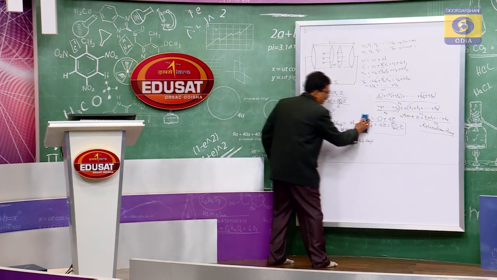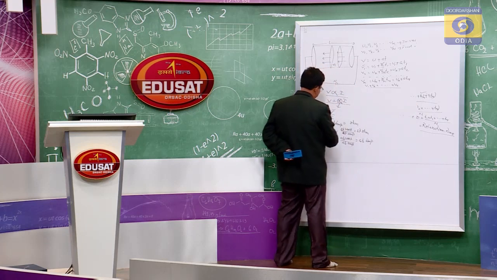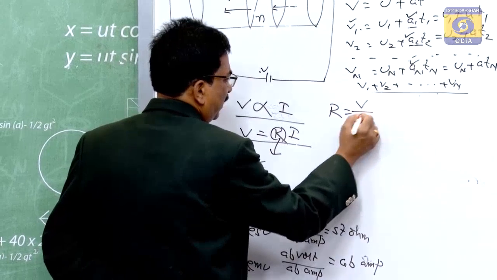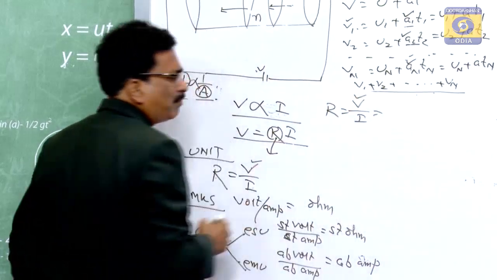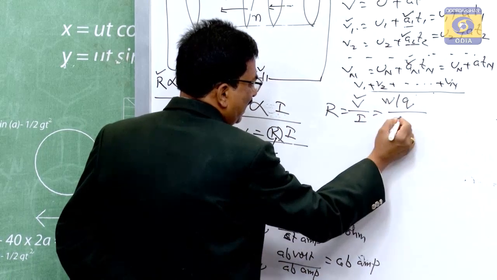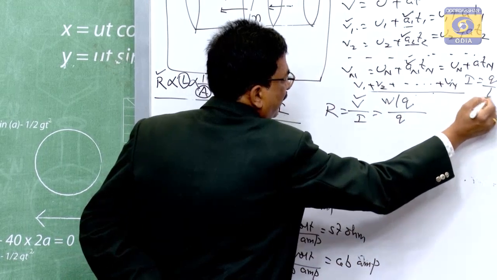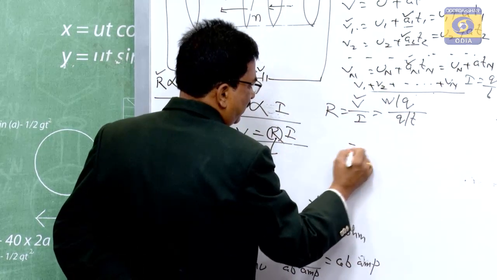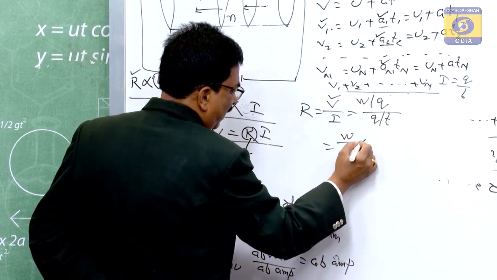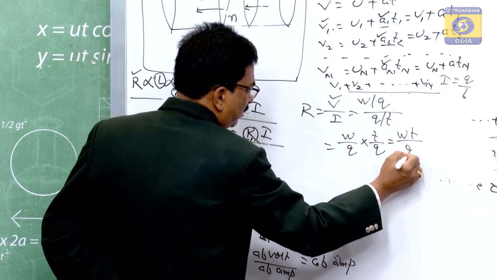And if we go for its dimension, then the dimension also depends upon the formula, as I said. So R equals V by I. V means the potential, so the potential formula is W by Q, and I equals Q by T. So W by Q divided by Q by T, that is W by Q times T by Q, which equals W T by Q square.